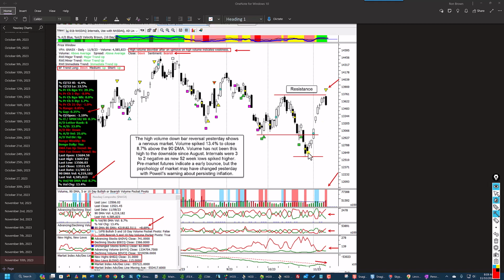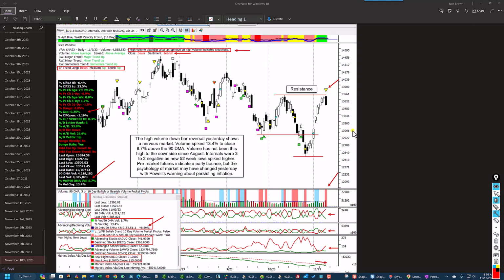But the market's still in a bullish mood right now, but there is heavy resistance. Now, as I'm doing this, futures are up. The NASDAQ futures are up 56 right now.